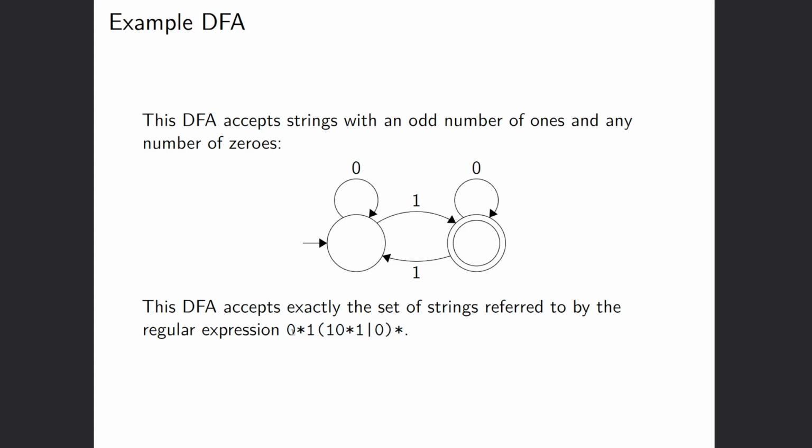You can see 0 star, any number of 0s, and then a 1, followed by possibly 0s sandwiched in between, and then another 1, and then maybe a 0, and then any number of those. So this is the regular expression. It should make intuitive sense that we have an odd number of 1s here.